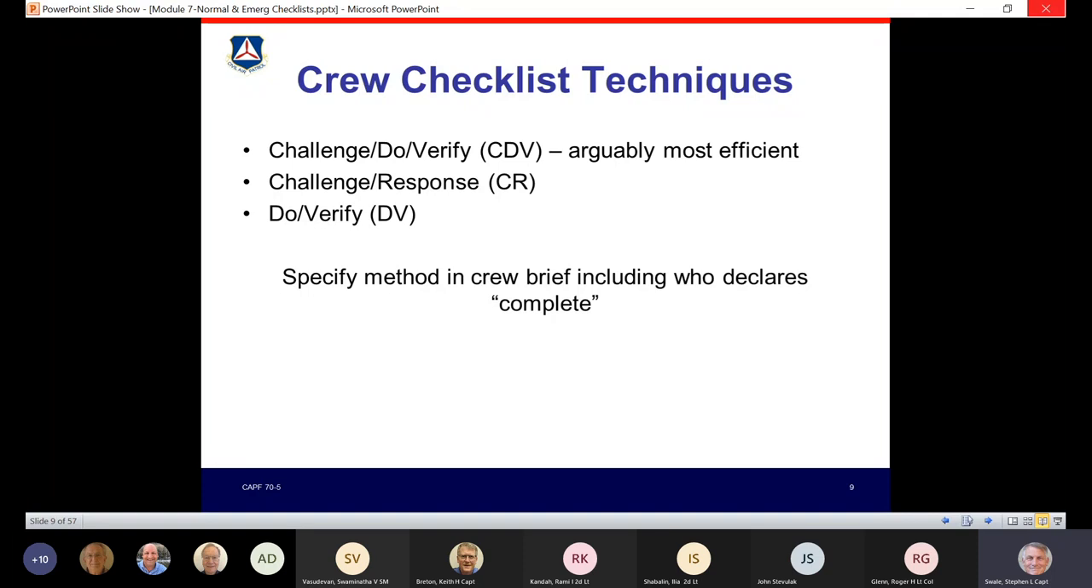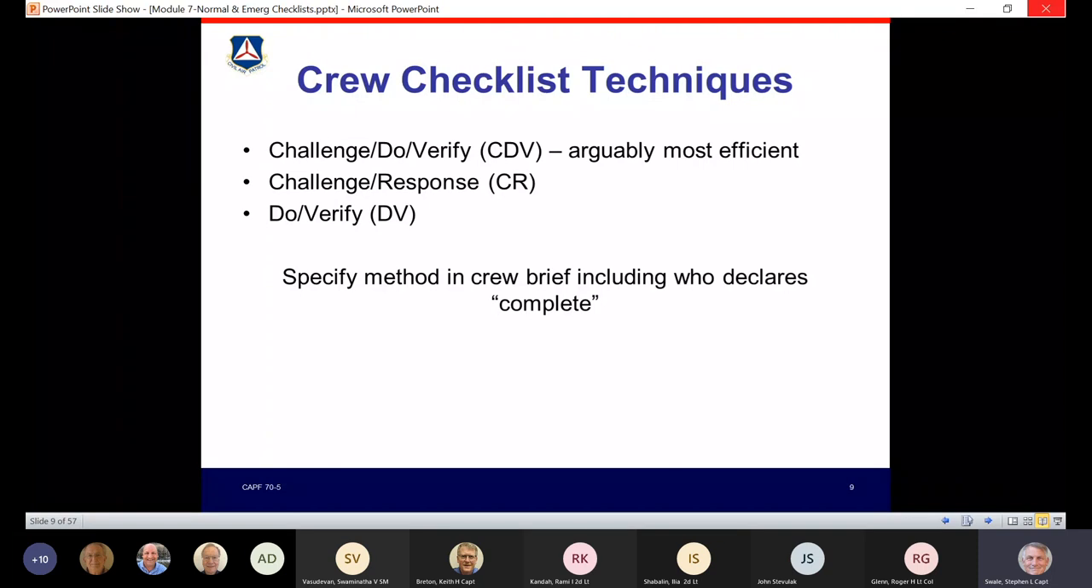The challenge, do, verify procedure, according to my reading, is arguably the most efficient, as I've listed there. It's time efficient in that it probably, for the non-airline crew doing a CDV, probably is 30% more time efficient than the other two approaches.